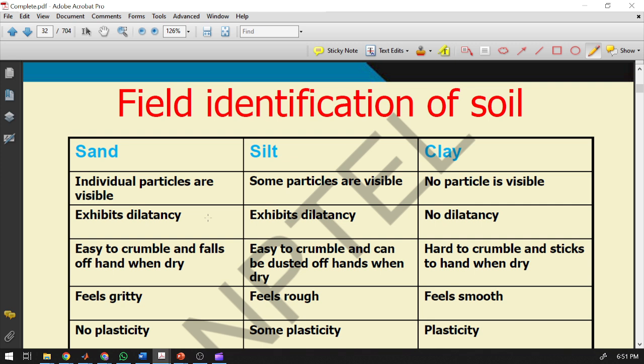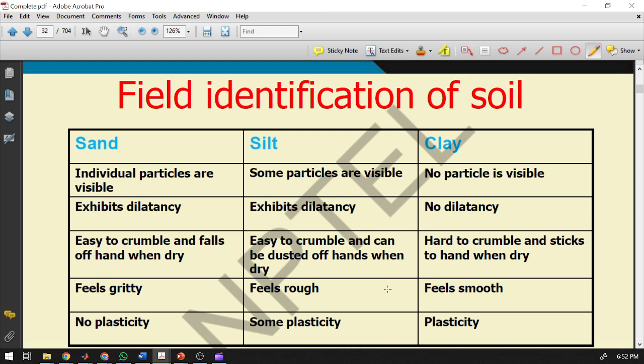But silt is behaviorally closer to sand, because it is non-cohesive. So we can say clay is cohesive soil and silts and sand are non-cohesive soil. Sand is easy to crumble and falls off the hand when dry. Silt is easy to crumble, can be dusted off the hands. Clay is hard to crumble and sticks to the hand when dry, because of cohesion. Silt feels gritty and rough, while clay feels very smooth. Sand has no plasticity. Silt can have some plasticity, and clay is highly plastic.